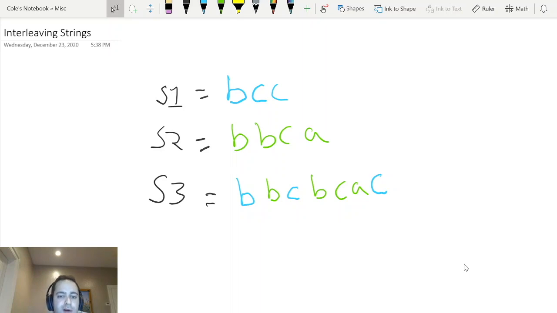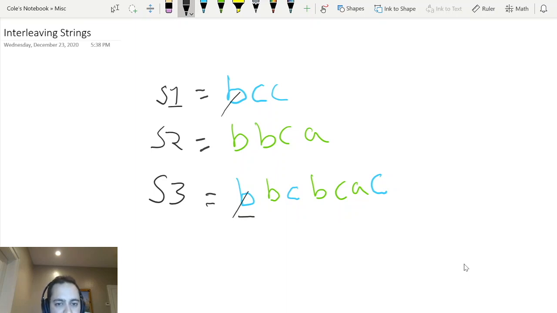So let's start from the first character, B. Well, we note that B can come from either S1 or S2. So in this case, we're going to recurse twice. When we recurse, we note that we can break our problem into a subproblem by exhausting the first character of S3 and the first character of S1. Right? So now our problem is CC and BBCA form an interleaving of BCB, CAC.